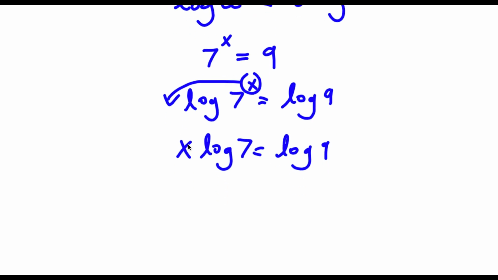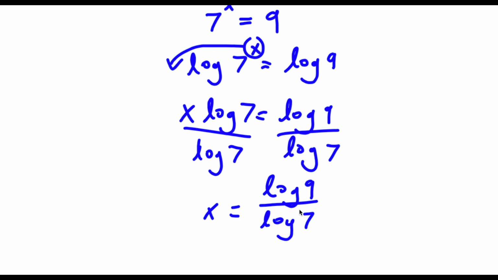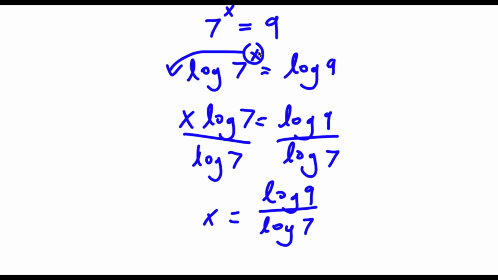And now, because x is an actual term, it's pretty simple to solve for it. All we have to do is divide by log 7 on both sides. And we get x is equal to log 9 over log 7. So as you can see, this property is really useful for solving for x when it's an exponent.